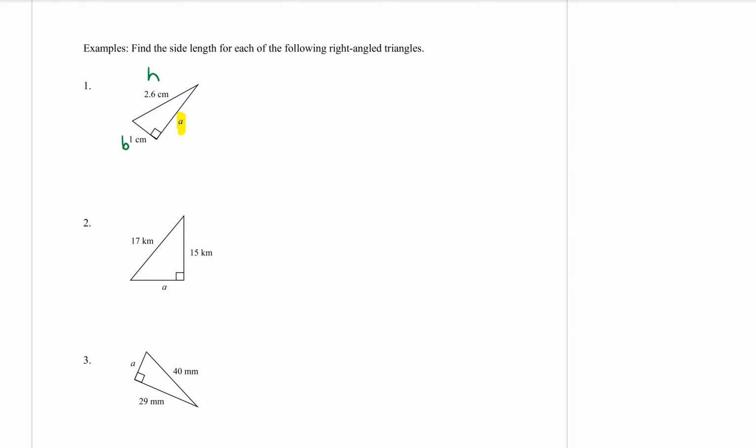Okay, so knowing that I'm finding a shorter side, I write down my formula, which is A equals big square root of h squared minus b squared. Okay, so this formula does have a minus sign in it, so it is important that you get them the right way around when you substitute them in. So the h is the longest one, which is 2.6, and I square it. Minus the b was 1, so 1 squared.